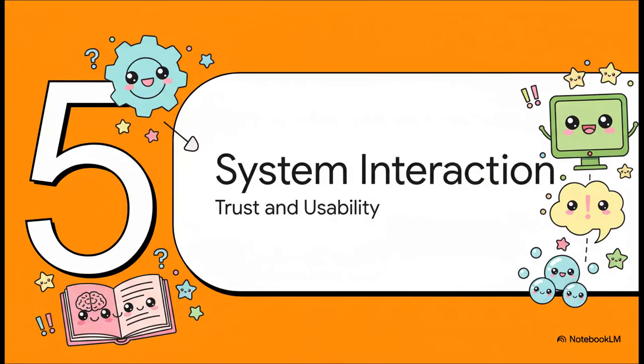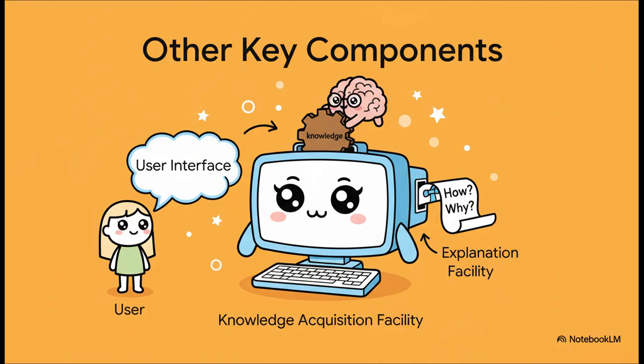Okay, before we wrap this up into a final answer, let's quickly hit the other components. The question might focus on the inference engine, but showing you know what the others do proves you see the whole system, not just the parts. The user interface? Well, that's just the bridge, how you and the system talk to each other. The knowledge acquisition facility is the tool experts use to build and update the knowledge base. And the explanation facility is so important for trust because it's the part that explains how it got an answer, just like a real expert would.